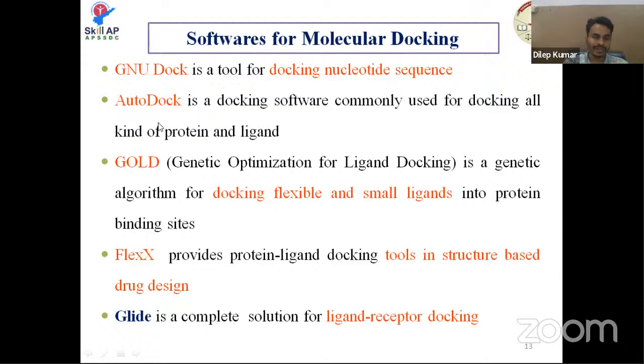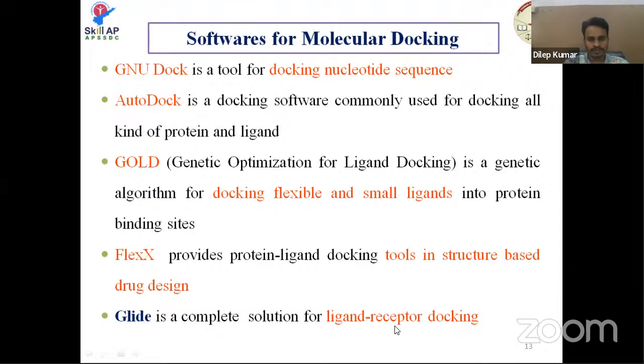This is one of the routinely used software by the majority of scientists, particularly those located in developing and underdeveloped countries, because it is totally free software. We can use that. We also have other software like GOLD, that is genetic optimization for ligand docking, which is a genetic algorithm for docking flexible and small ligands in protein binding sites. Not only that, we also have FlexX, which provides protein-ligand docking tools in structure-based drug design. And the most important one, which we are going to elaborate on today in this workshop, is Glide.